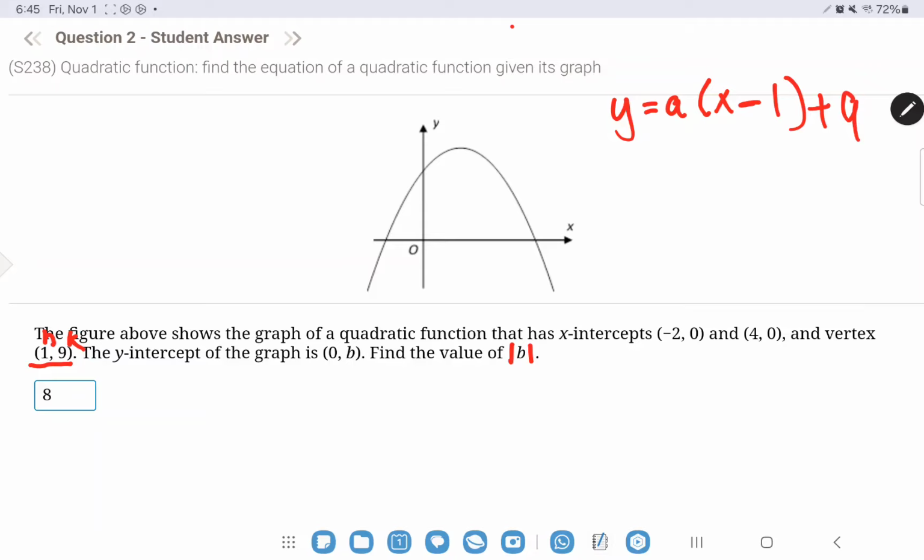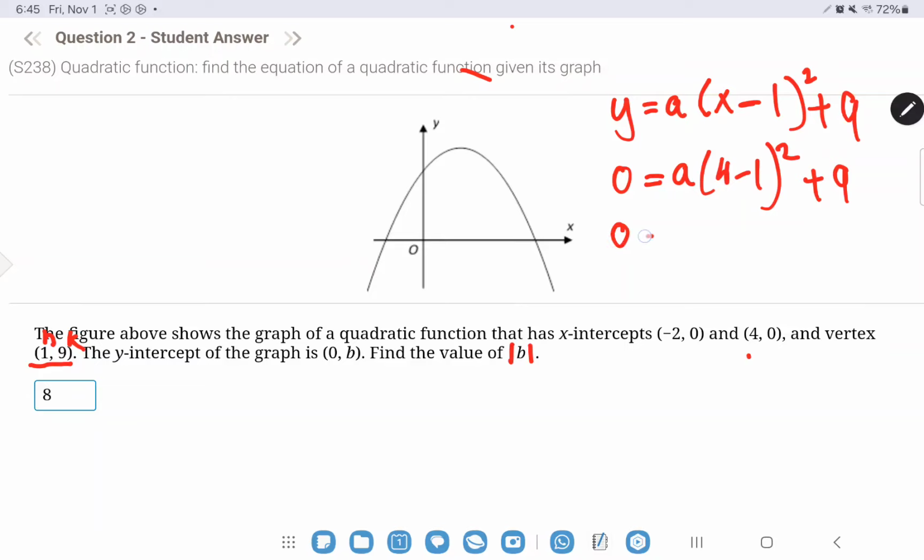Now we need to find our a. How do you find a? You take any of the two points they gave you, any of them, you choose. Personally, I'm going to take (4, 0) and substitute it. So when y is 0 and x is 4, what is a? So this is 4 minus 1, and by the way, it's squared, I forgot it, plus 9.